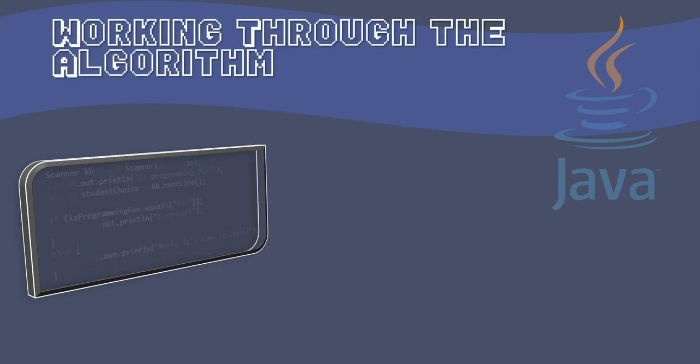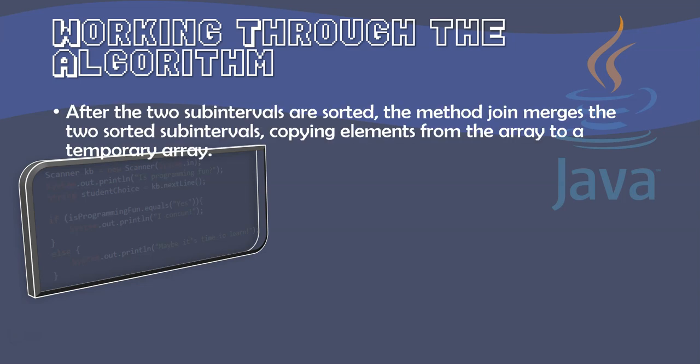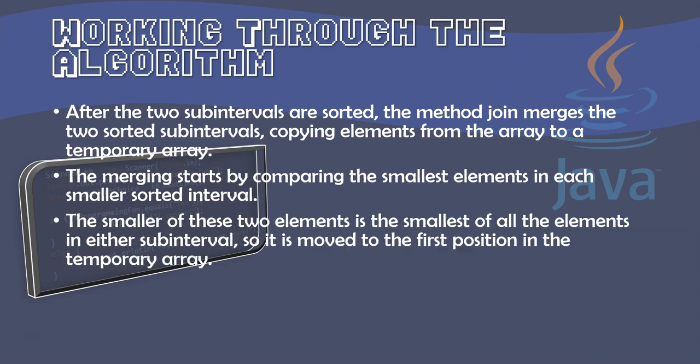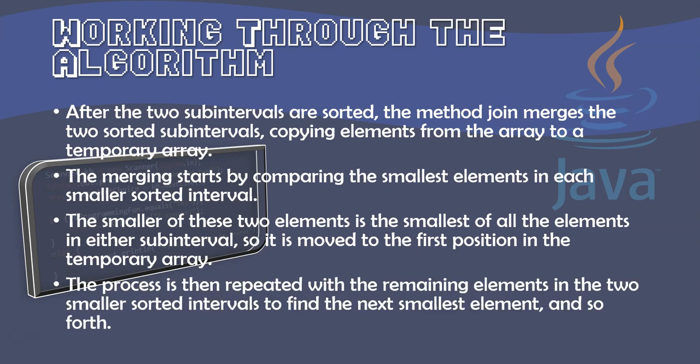So let's work through the algorithm just a little bit here. After our two subintervals are sorted, the method join will merge the two sorted subintervals, copying elements from the array to a temporary array. The merging starts by comparing the smallest element in each sorted interval, and the smaller of these two elements is the smallest of all elements in either subinterval, so let's move it to the first position in that temporary array. The process is then repeated with the smallest elements in the two sorted intervals to find the next smallest element, and so on and so forth.